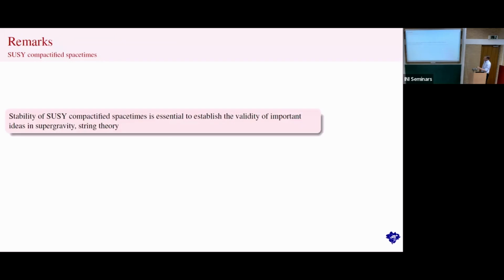And as I've been saying, this question was actually raised by Yau to me more than 10 years ago. He was saying that if this stability fails to hold, it would be like a disaster for supergravity and so on. But in fact, as we're arguing, it does hold.